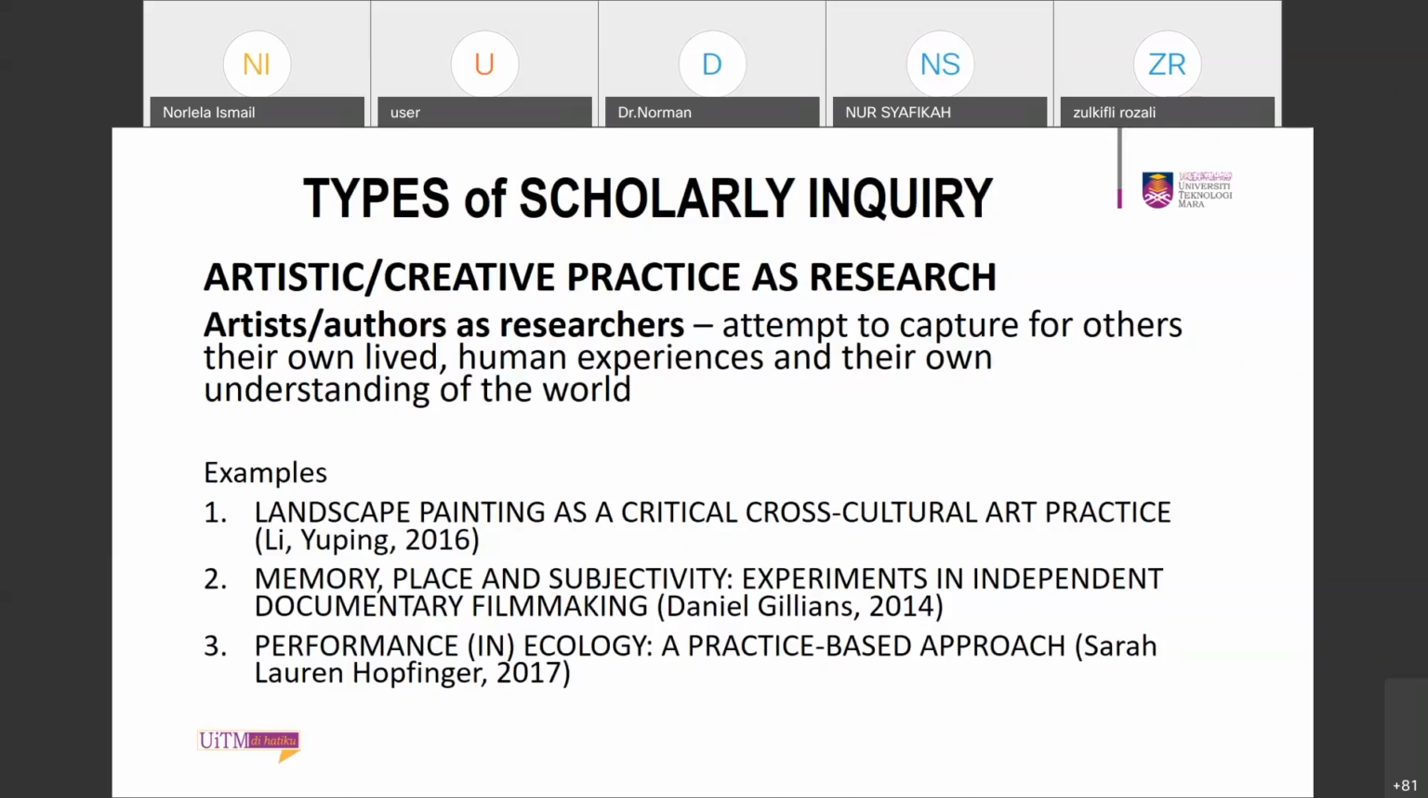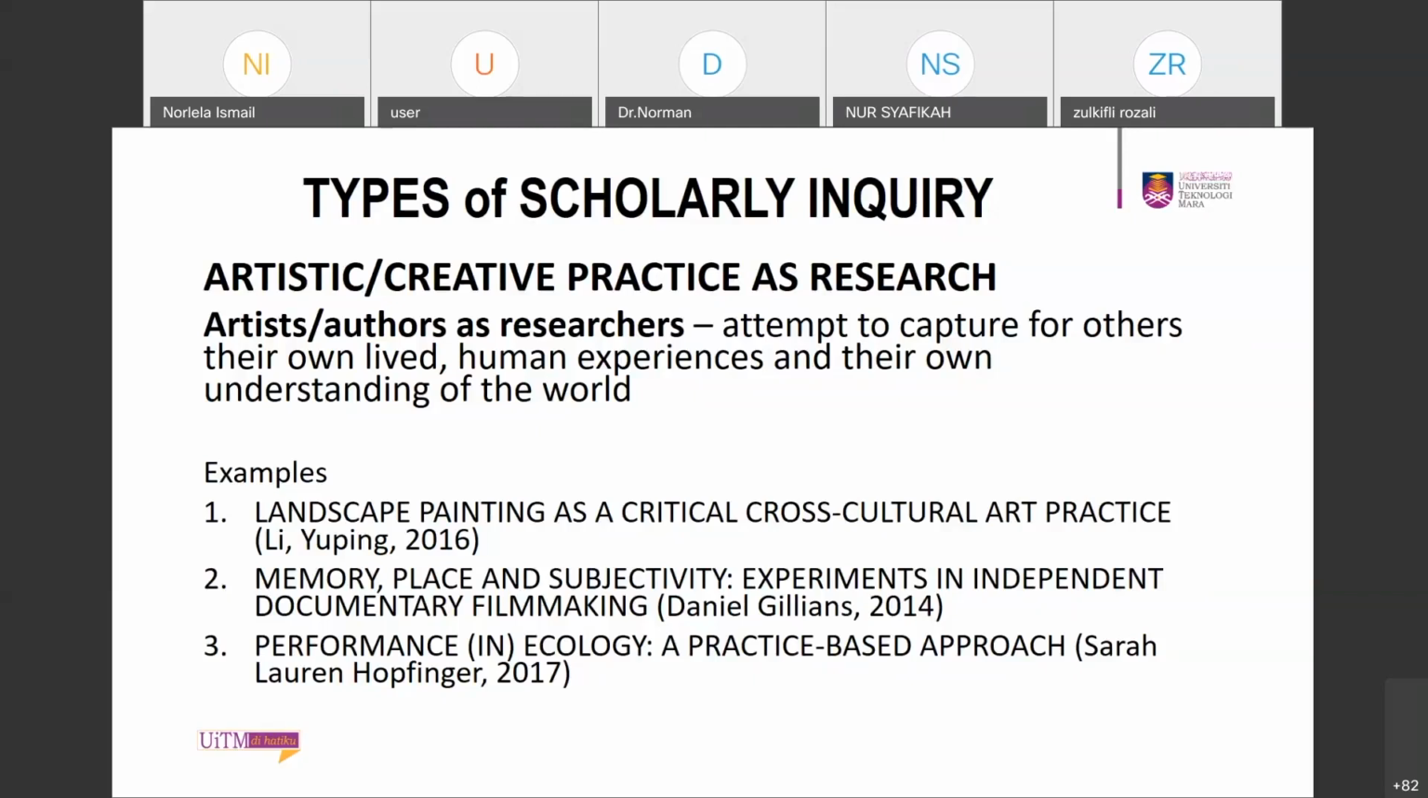So artists and authors as researchers, normally the researchers are among the artists themselves. They attempt to capture for others their own lived human experiences and their own understanding of the world, through their creative practice. So the example here is landscape painting as critical cross-cultural art practice. There's also a British documentary filmmaker, Daniel Gillian's.